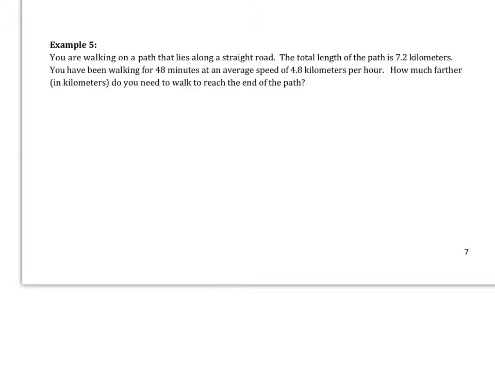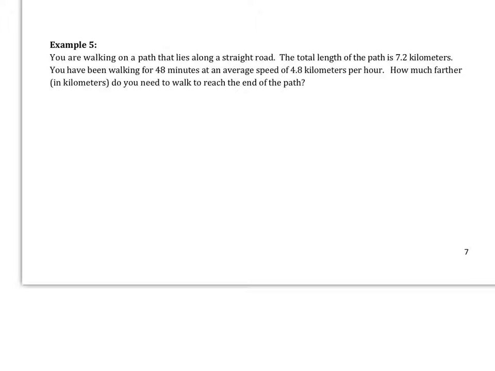Example 5. You are walking on a path that lies along a straight road. The total length of the path is 7.2 kilometers. You have been walking for 48 minutes at an average speed of 4.8 kilometers per hour. How much farther in kilometers do you need to walk to reach the end of the path? So that was a lot of things happening there.